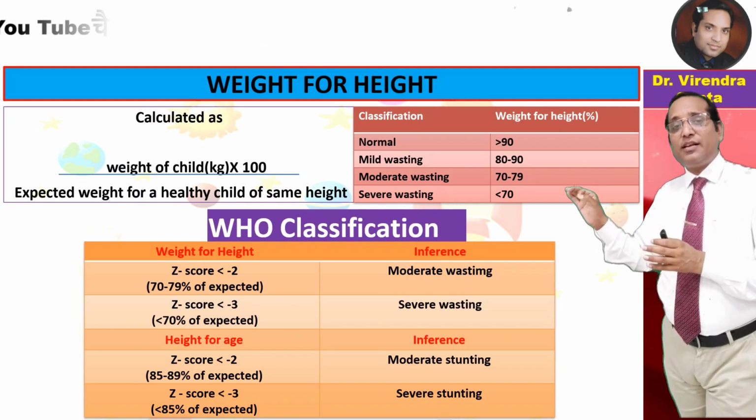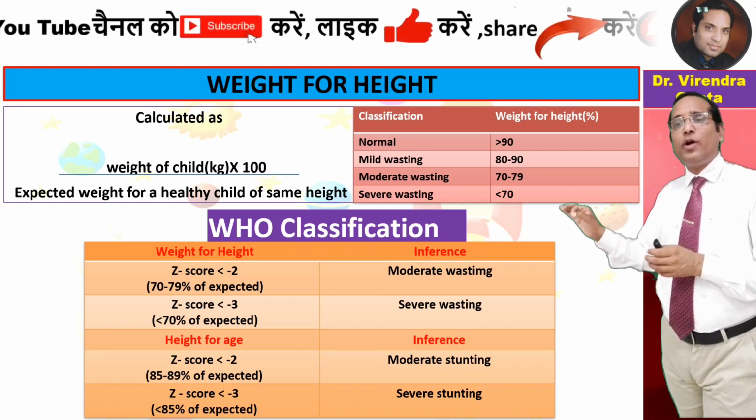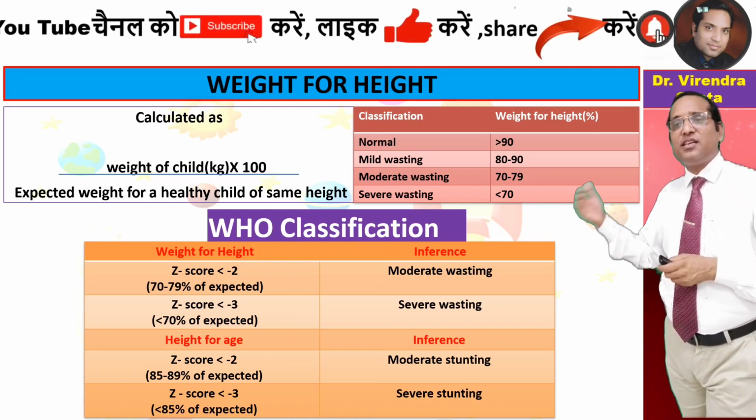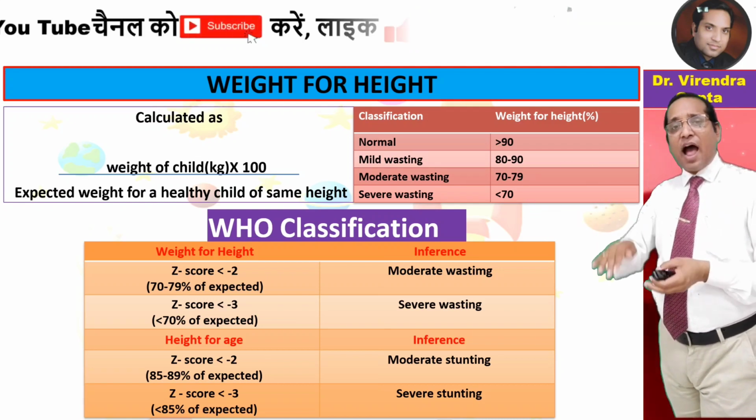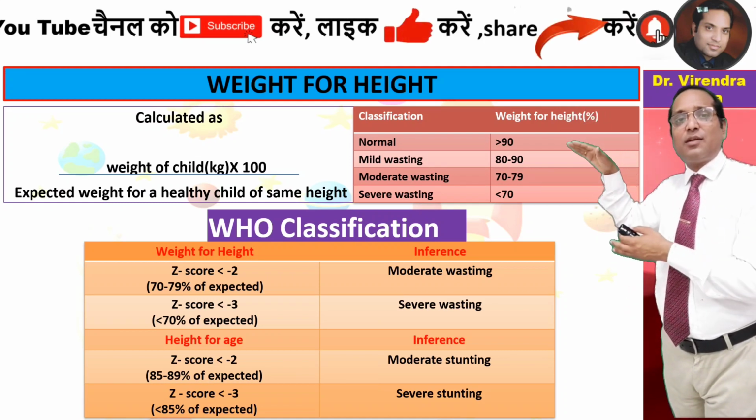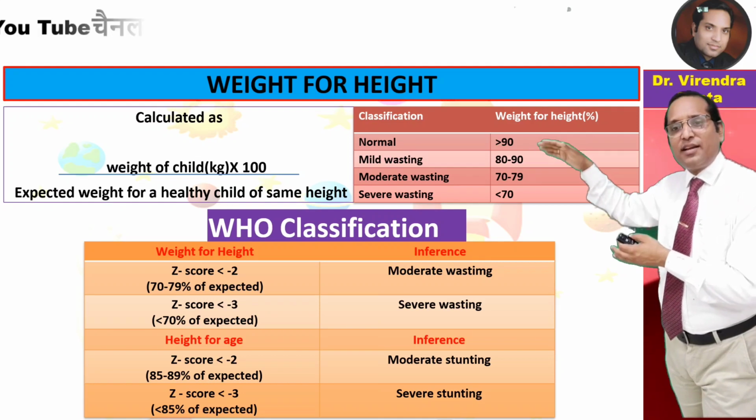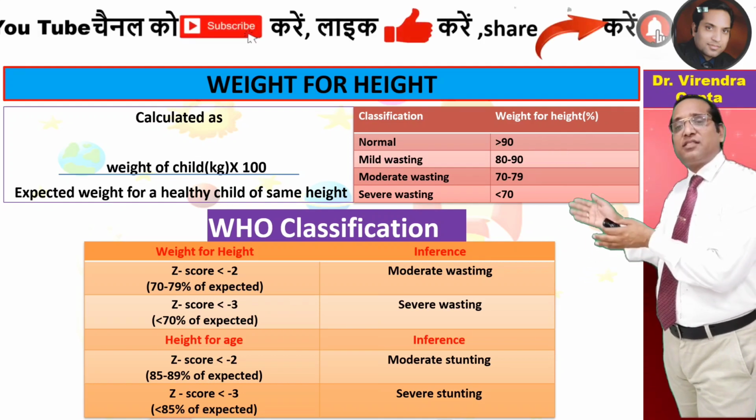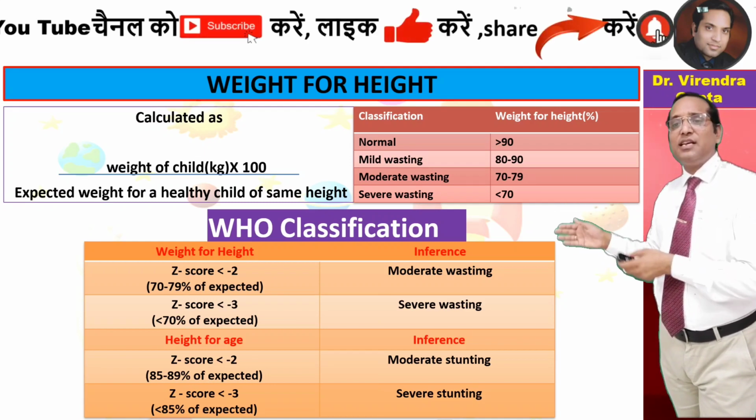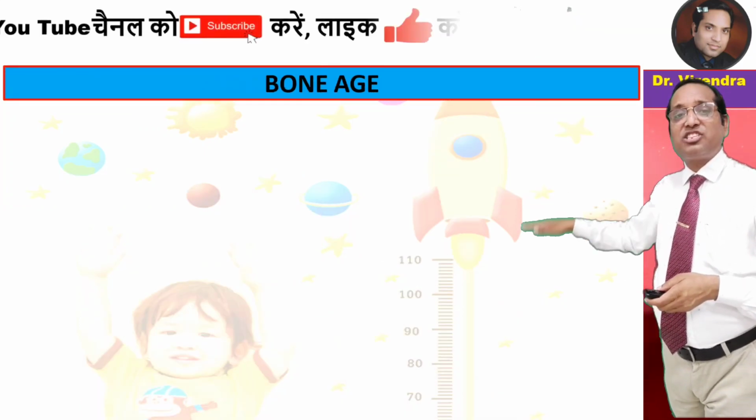So guys, WHO classifies the weight for height on the basis of the Z score: if it is less than -2, it is moderate wasting, and if the Z score is less than -3 it is severe wasting. While for the height for age, a Z score less than -2 is moderate stunting, while a Z score less than -3 for the height for age is severe stunting.